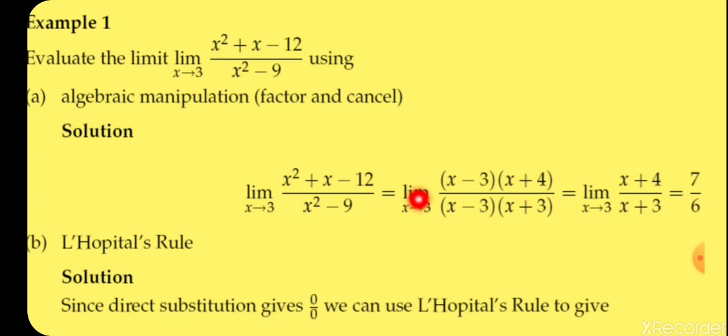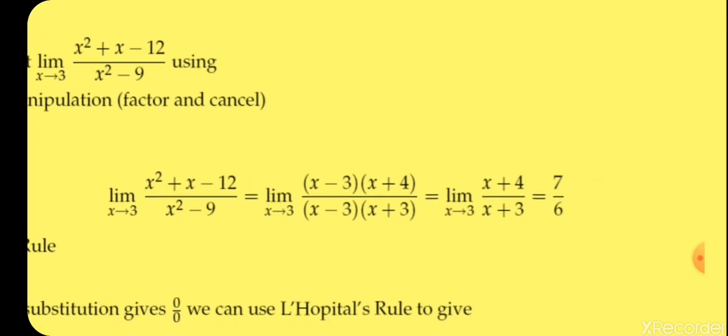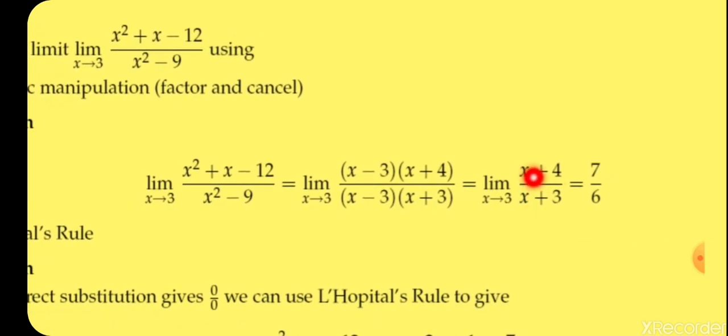You can factorize above: x squared plus x minus 12 will be x minus 3 times x plus 4, and x squared minus 9 is x minus 3 times x plus 3. You can cancel x minus 3 with x minus 3, so after simplifying this fraction you have the limit of x plus 4 over x plus 3 when x approaches 3. You can now use direct substitution. This is the old style of the solution.